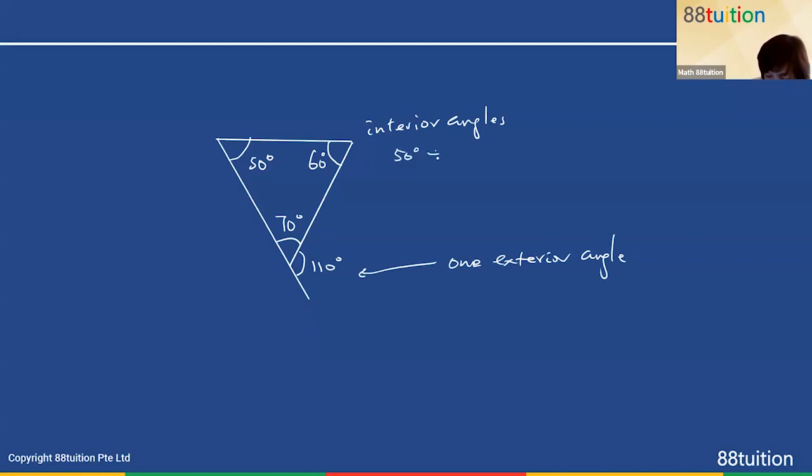Okay, take a look. Do you realize 50 plus 60 plus 70 degrees is the sum of the triangle, which is 180? And you realize that this 110 is the summation of 2 interior angles added together. Do you see or not? This is actually 50 degrees plus 60 degrees. So the exterior angle is always the sum of the 2 interior angles. Okay? So this is what I'm going to cover for the basics.